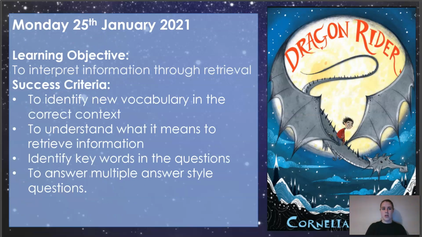So today's objective is to interpret information through retrieval. Now, we do retrieval every day because in order to answer a lot of our questions, we have to retrieve the information from somewhere, or at least retrieve some clues. So by the end of the lesson, you need to be able to identify new vocabulary in the correct context. I'm going to show you some vocabulary for today. You need to then understand what it means to retrieve information because this is something we do all the time. We actually need to know what it means to retrieve. We're then going to identify keywords in the questions, which is something you should be doing in every single lesson anyway, including maths lessons and geography lessons, any lessons with questions. And then you're going to have a go at answering multiple answer style questions, okay?